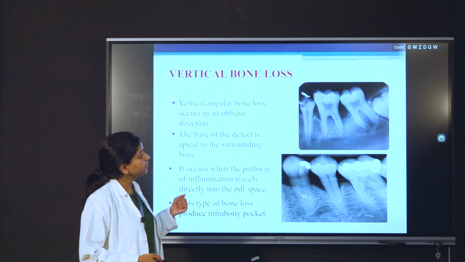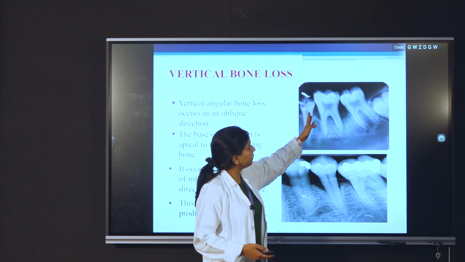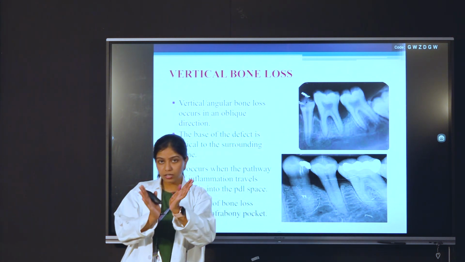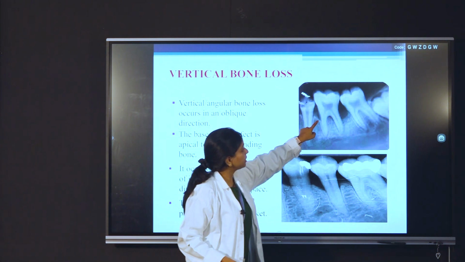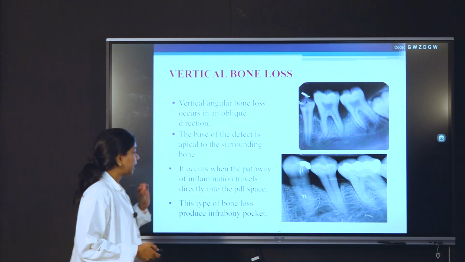In vertical bone loss, we see that the base of the defect is apical to the neighboring bone. You can see an angular kind of appearance. That is because the base of the defect is apical to the margins of the bone. That is angular bone loss.